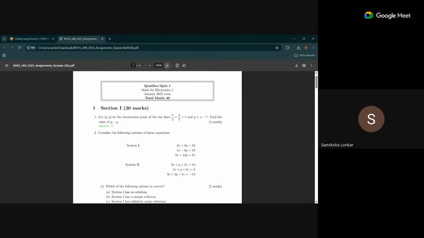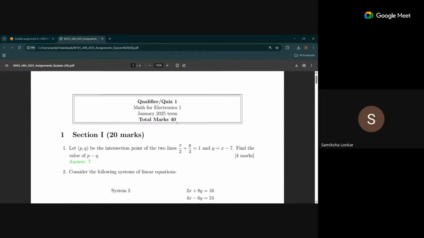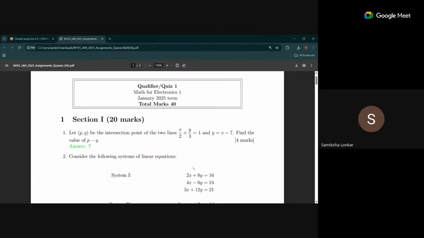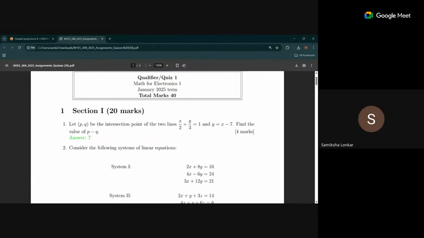Okay, so this is the qualifier question paper for this term. So here we have the first question. The first question is just based on straight lines as we have discussed. Two straight lines are given to us, and then we need to find the point of intersection, right? If this point lies on both lines, then P comma Q satisfies both equations. So just substitute x equals P, y equals Q, and you will get your answer. So the first question, I think it's easy.